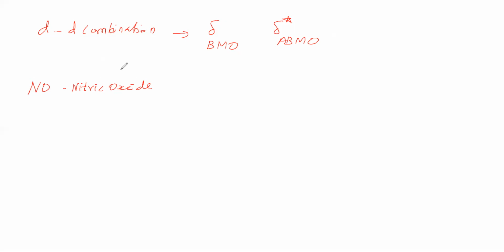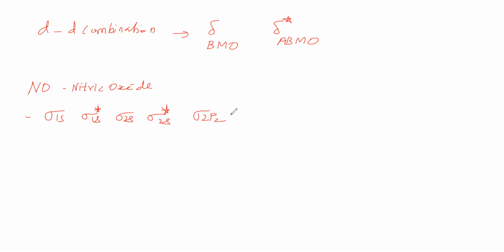Sir, what is the order of energy of molecular orbitals? That we will see. Here the least energy molecular orbital is sigma 1s. Then the next one is sigma star 1s. Next is sigma 2s. Next is sigma star 2s. Okay, after that comes sigma 2pz.